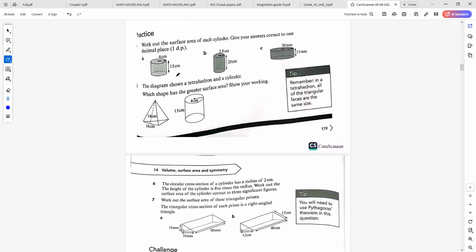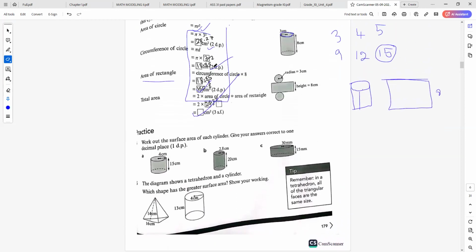Now the same idea is applied here. In all these three figures, they have given the radius. So the same procedure should be applied here. First, you have to find out the area of circles. Then you have to find out the circumference of the circle. Then to find out the area of the rectangle, we have to multiply the circumference of the circle by the height. Then you have to add all the values you have obtained.